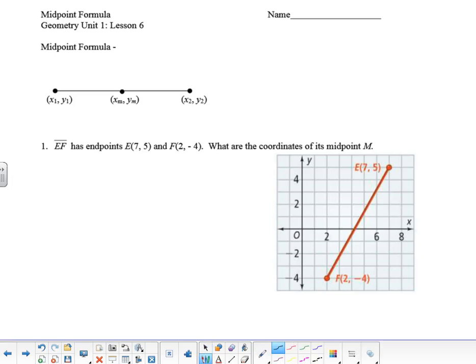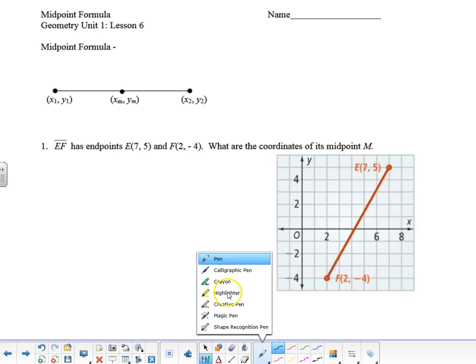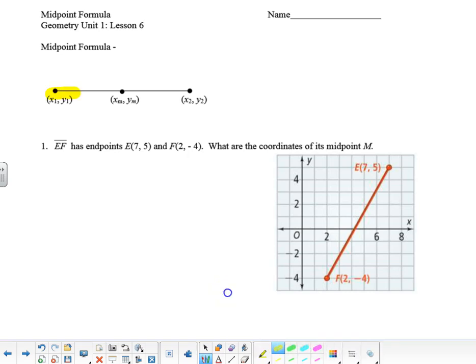We're on Unit 1, Lesson 6, and we're going to talk about midpoint today. The midpoint formula is going to help us find either the midpoint or an endpoint, given two endpoints, when we're working on the coordinate plane. So as you see, we have this drawing here: x1, y1, x sub m, y sub m, x sub 2, y sub 2.